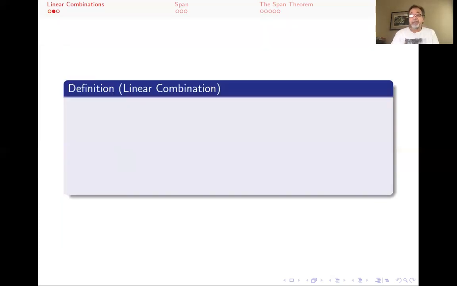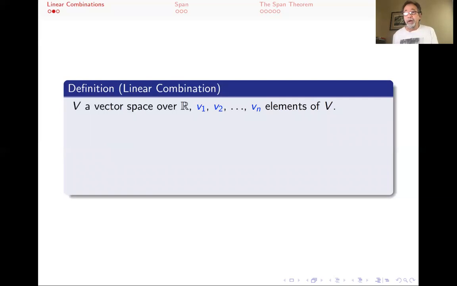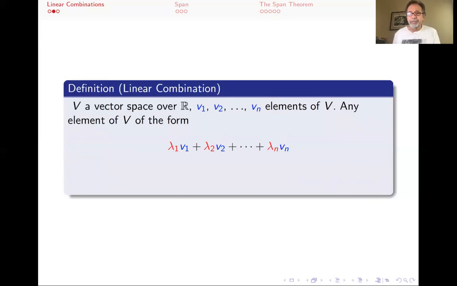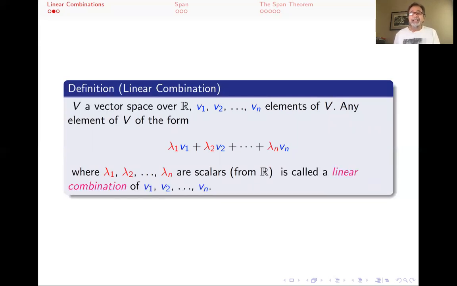So let's make a definition. Those kinds of vectors are called linear combinations. The setup is that we have a vector space over R. Remember that when we say over R, we mean that the scalars are real numbers, and you have maybe a whole bunch of elements of V. Then any element of the form lambda 1 v1 plus lambda 2 v2 plus up to lambda n vn, where the lambdas are scalars, real numbers, is called a linear combination of v1 through vn.